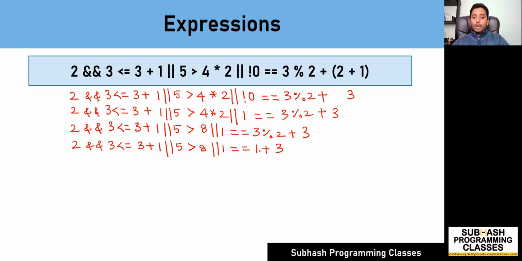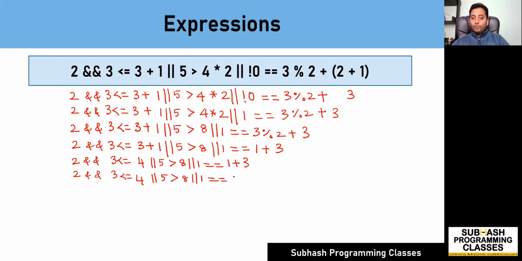Still we have 2 arithmetic operators to be evaluated, so in the order left to right, let me evaluate 3 plus 1 first, and then I will evaluate 1 plus 3 later. So it becomes 2 and then with 3 less than or equal to 4 or with 5 greater than 8 or with 1 equal to 1 plus 3. Now I will have to evaluate the final arithmetic operator. So 2 and with 3 less than or equal to 4 or with 5 greater than 8 or with 1 equal to 4. As you can see, all arithmetic operators are over.